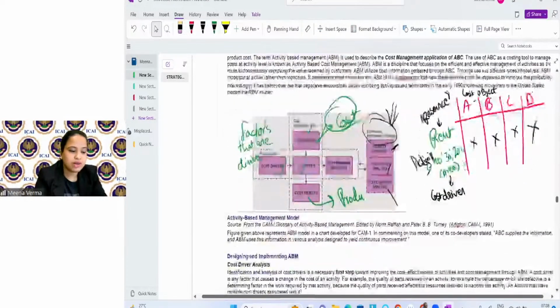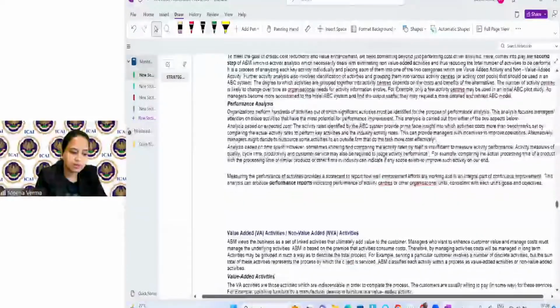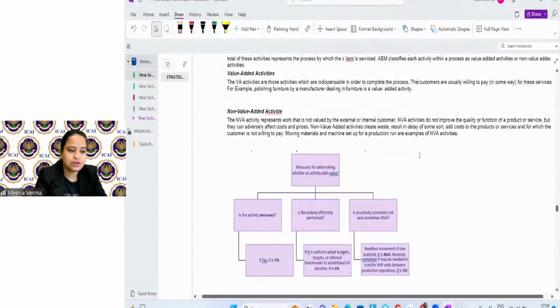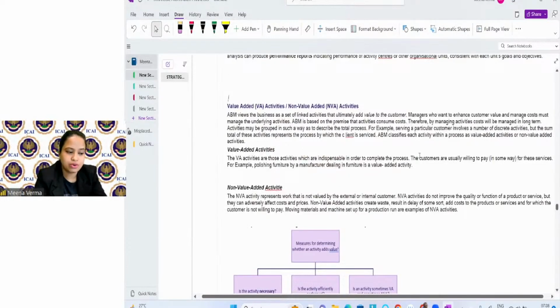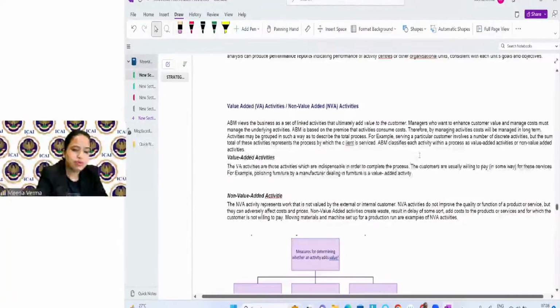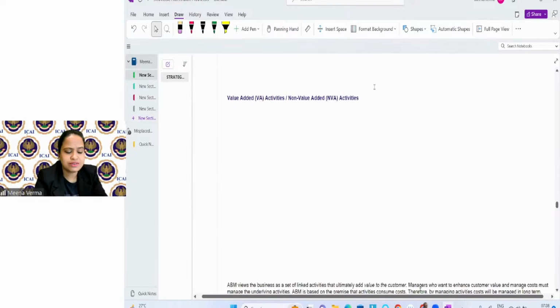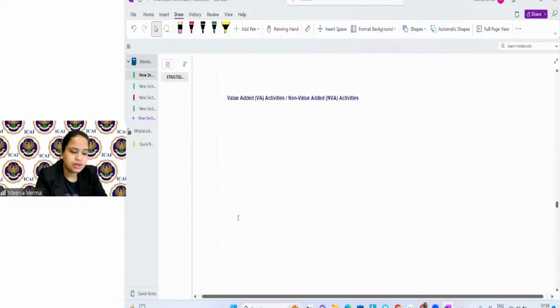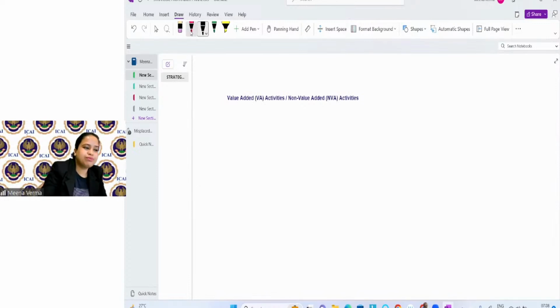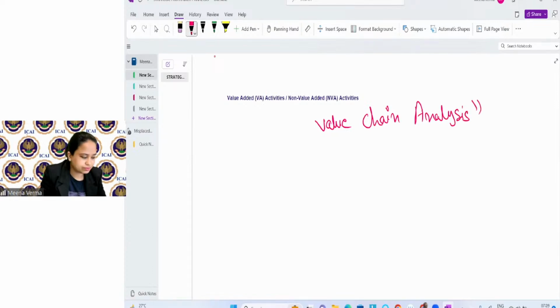Now in this topic, we have a topic of what? Value-added activities and non-value-added activities. We all know about the non-value-added activities. If you remember, we have studied about this topic in value chain analysis. A very important topic. I'm just revising the thing. We have enough time, so don't worry about it.